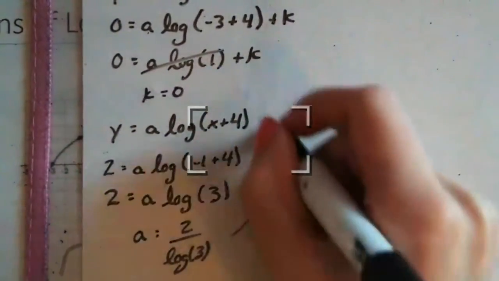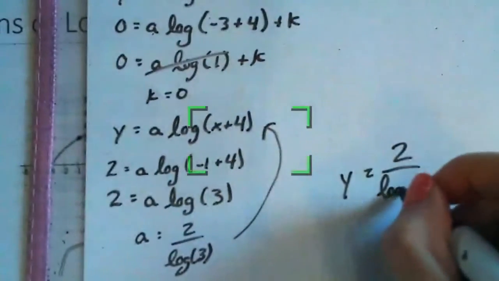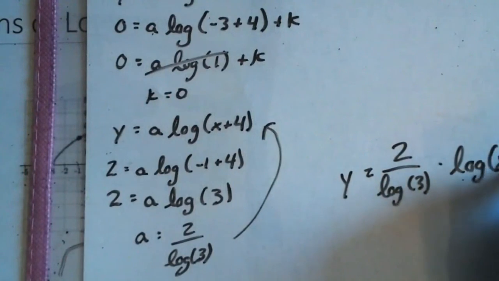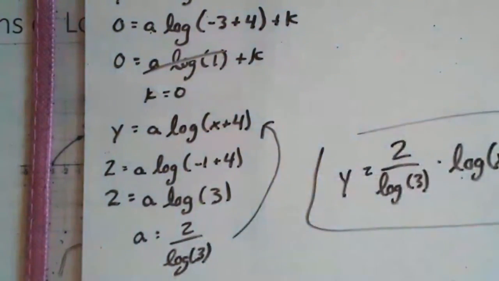So now that I know what a is, I plug it in, and we get y equals 2 over the log of 3 times the log of x plus 4. That is what we have graphed.